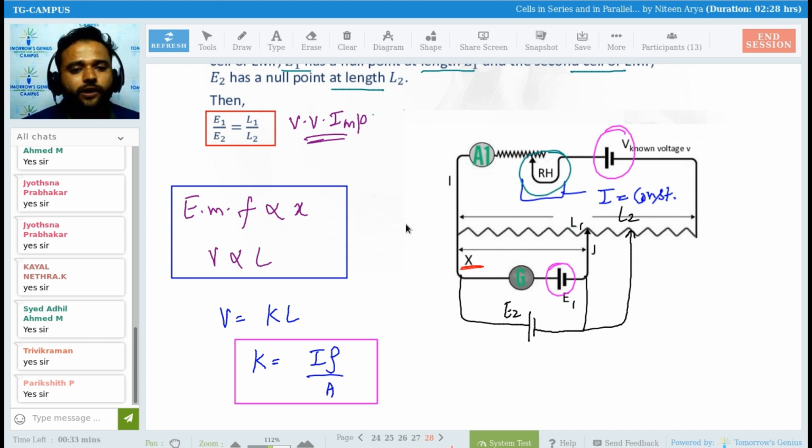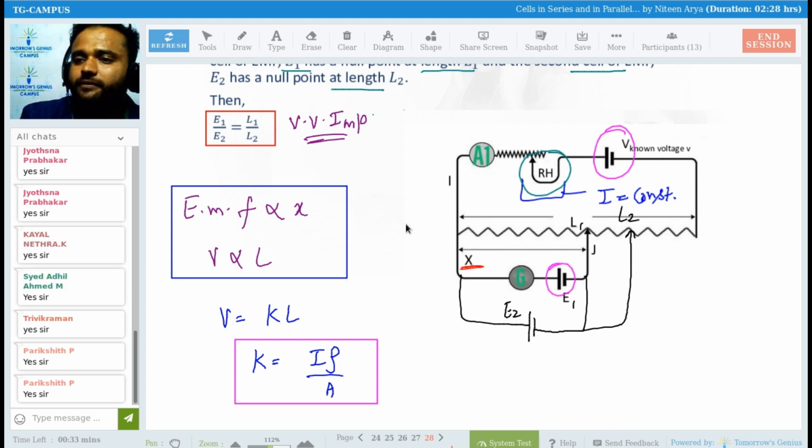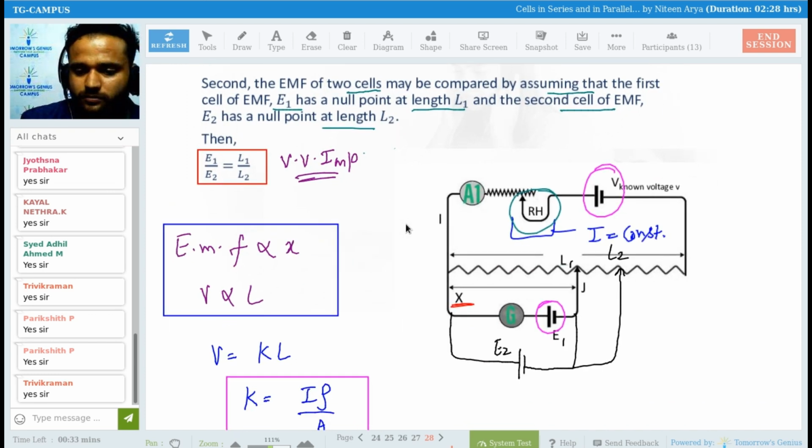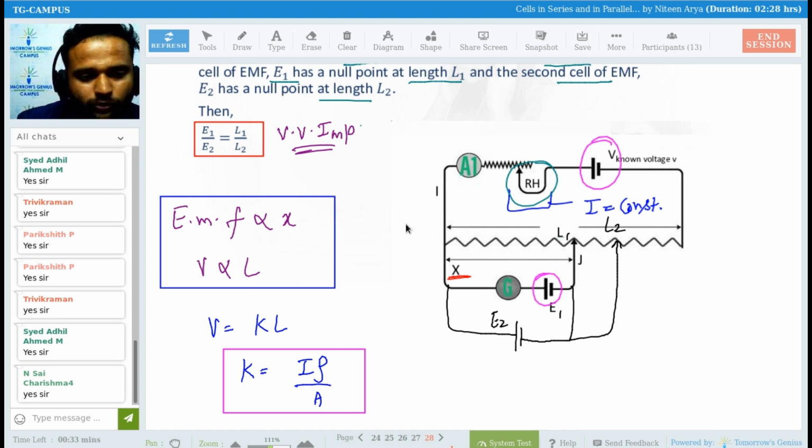This is going to be very helpful whenever you have the EMF of one cell and you need to find the EMF of another cell, or compare the EMF of two cells by giving the lengths L1 and L2. Is this clear to each and everyone? Parikshit, Shrutika, Sudarshan, Syed, Sai, Sada Murugan, Kayla, Netra, Kritika, everyone. Clear? Good. So this particular relation is going to help you out.